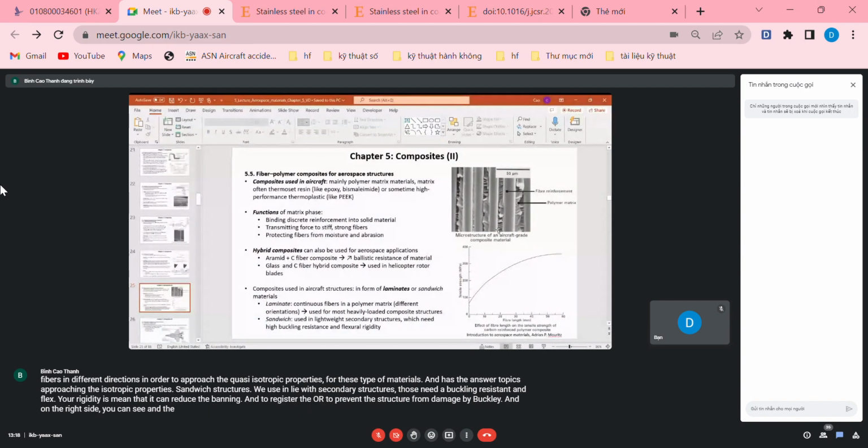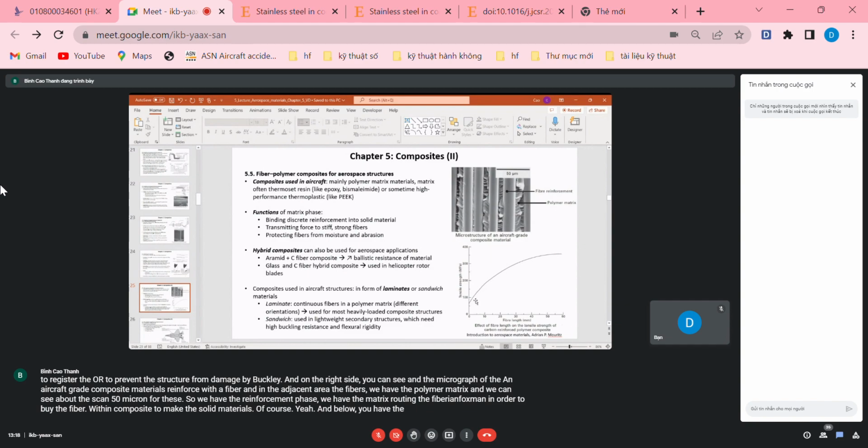And on the right side, you can see the micrograph of an aircraft grade composite material reinforced with fiber. In the adjacent area of the fibers, we have the polymer matrix, and we can see the scale of 50 micron. So we have the reinforcement phase, and the matrix surrounding the fiber reinforcement in order to bind the fibers within the composite to make a solid material, of course.